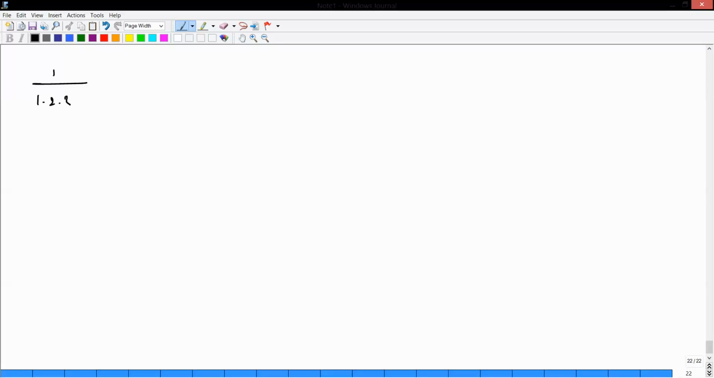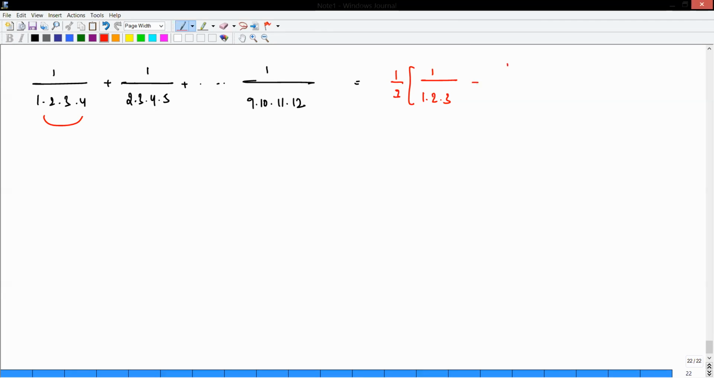1 into 2 into 3 into 4, 2 into 3 into 4 into 5, up to 9 into 10 into 11 into 12. Answer: the difference between 1 and 4 is 3. The first 3 you take, that is 1 into 2 into 3. The last 3 you take, 10 into 11 into 12. This is how you will take it.